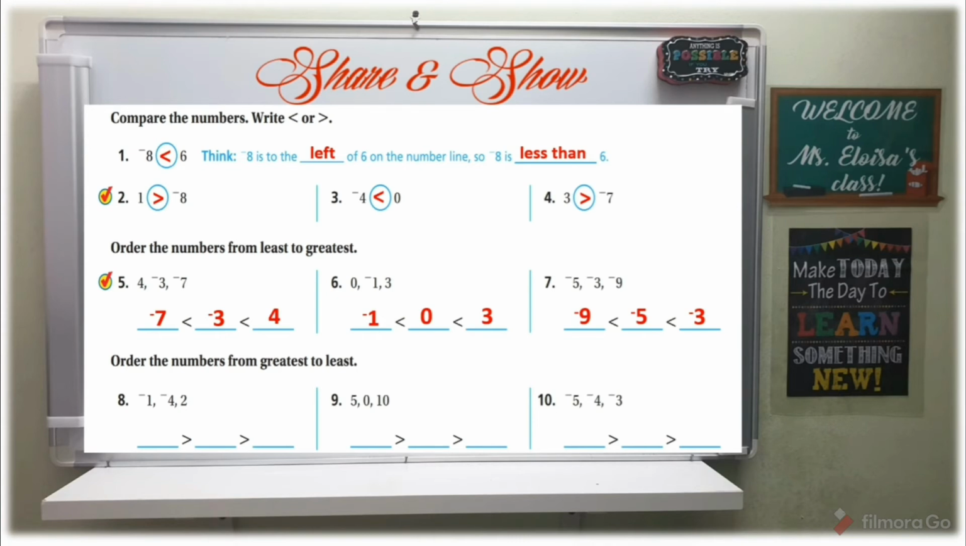Next, order the numbers from greatest to least. The greatest number in number 8 is 2, followed by negative 1, and the least number is negative 4. Number 9, the greatest number is 10, followed by 5, and the least number is 0. And number 10, the greatest number is negative 3, followed by negative 4, and the least number is negative 5.